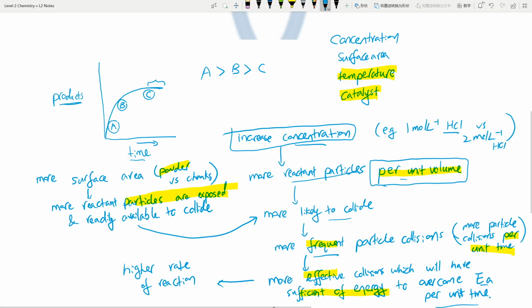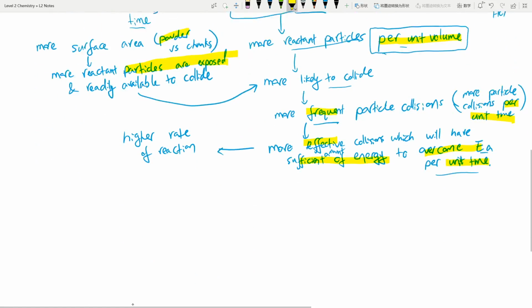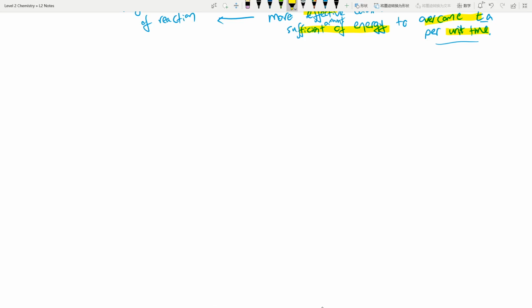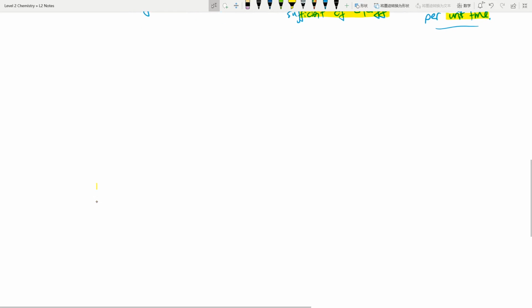sufficient amount of energy to overcome the activation energy per unit time, and therefore there's a higher rate of reaction. The key words, that's what we're looking for. And just something a little bit more, because they may ask you to do this, which is very likely. Let's do some graphing.